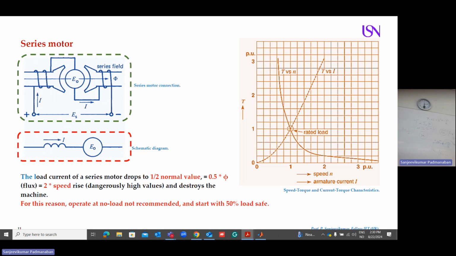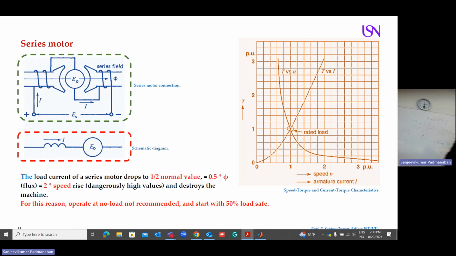Similarly, I'm going to look at the current characteristics. At the beginning, you can see the current relationship steeply increases. As the current increases, the torque goes to 300%. You see, only in 1.5%.